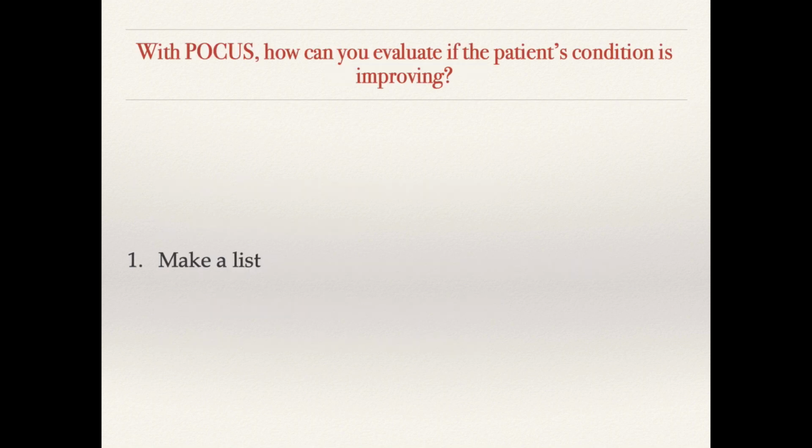With point-of-care ultrasound, how can you evaluate if the patient's condition is improving? So there are many ways, but basically you would repeat the ultrasound. Those B lines that we saw, or interstitial fluid, are going to be probably your best indication if the patient is improving. The amount of B lines does tend to represent how much interstitial fluid there is.